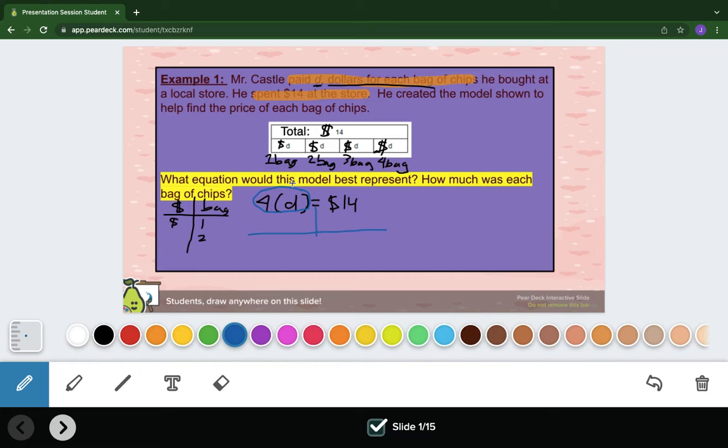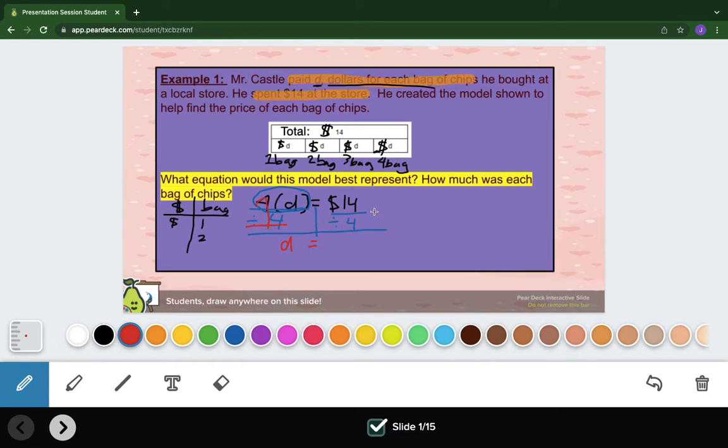So here it's multiplication. So remember, I need to do the inverse operation, which is the opposite operation of multiplying, which is dividing. So I'm going to divide both sides by 4. Divide both sides by 4. And then 4 divided by 4 should give me 1. 1 times D is D, equals 14 over 4.